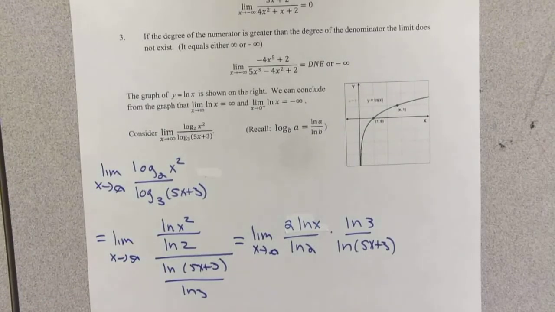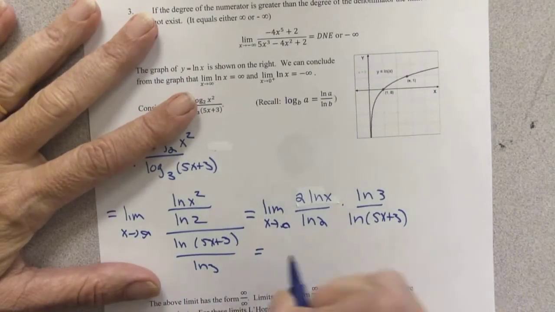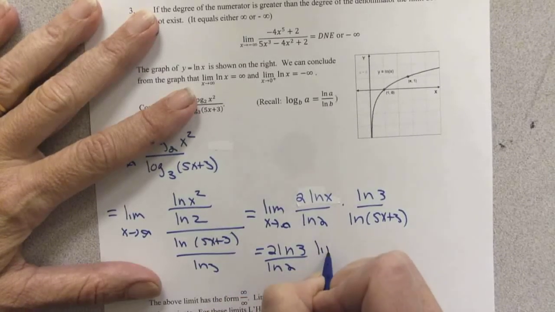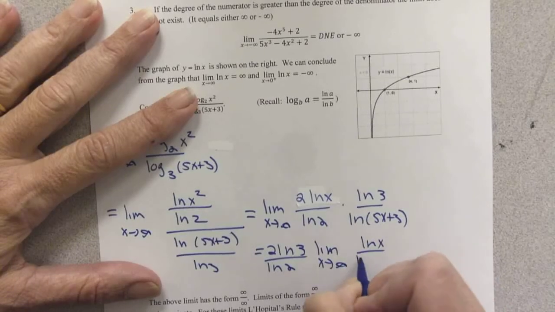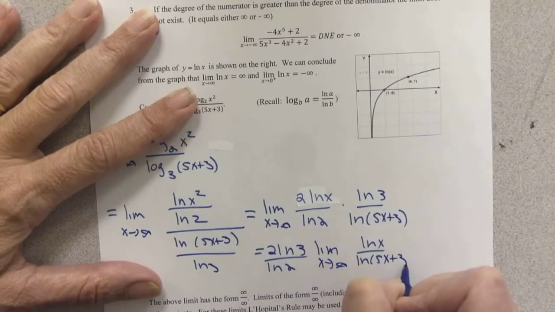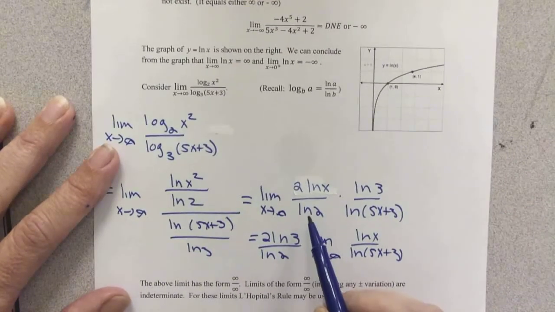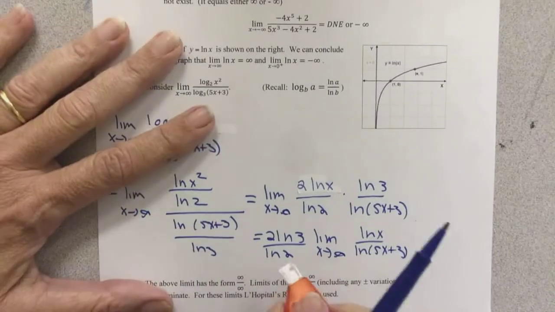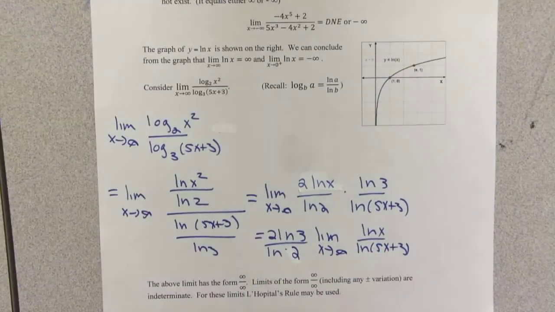Then bringing up that bottom fraction, remember it's nothing but division, so invert and multiply. And then a little more simplification. I've got natural log of x over natural log of 5x plus 3. Natural log of 3 is just a number. Natural log of 2 is just a number. Those are multiplied coefficients. They can come on outside. And so there's the problem we're really looking at.